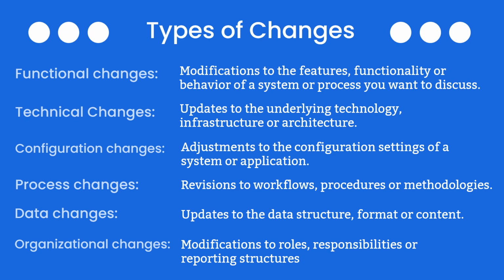Types of changes. There are several types of changes in change management. Number one, functional changes. Modifications to the features, functionality, or behavior of a system or process. Number two, technical changes. Updates to the underlying technology, infrastructure, or architecture. Number three, configuration changes. Adjustments to the configuration settings of a system or application.